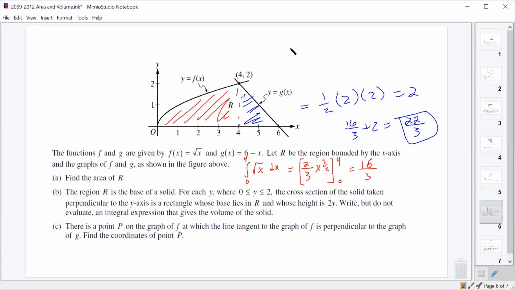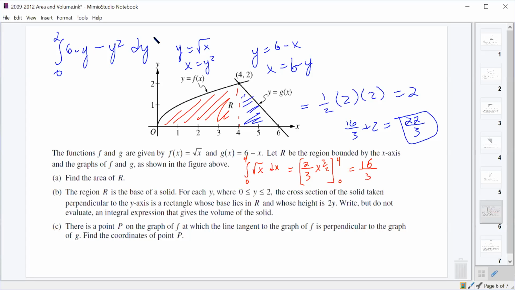Okay. And so if we wanted to, we could have done this in terms of y, right? Which would have required one integral and no extra area to attach to it. So we could have done an integral from the lowest y value, which was 0, to the highest y value, which is 2, of the rightmost function, which was this linear function, minus this function. So we'd have to solve both of them for x. If y equals root x, that'd be x equals y squared. And if y equals 6 minus x, we'd have x equals 6 minus y. So we could have done 6 minus y squared dy. And I won't bother to actually evaluate that integral because it should come out to be 22/3.